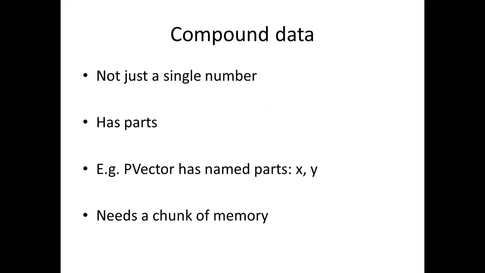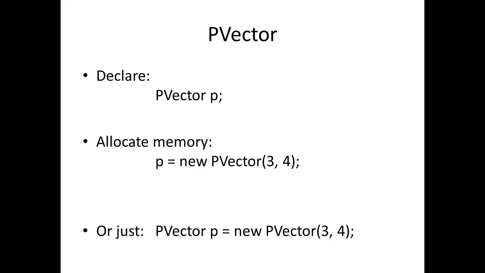Let's have a look at a bit more detail of what PVectors are actually about. As I say, with compound data, we don't just have a single number, we've got parts, and the parts have names. So here with the PVector, we've got an X and a Y, but there are other examples where you can have different names for parts depending on what your actual object is in the first place. We need to set aside memory for these things, because it's not just a single number anymore. Like a PVector is two numbers. So let's look in detail at a PVector.